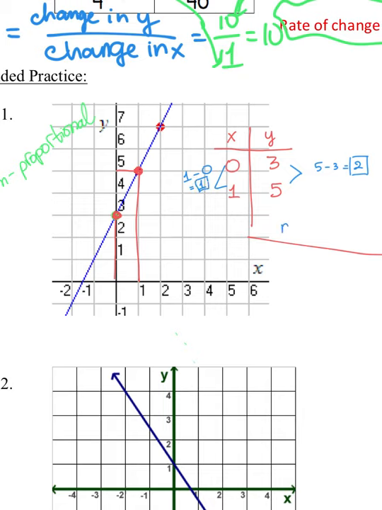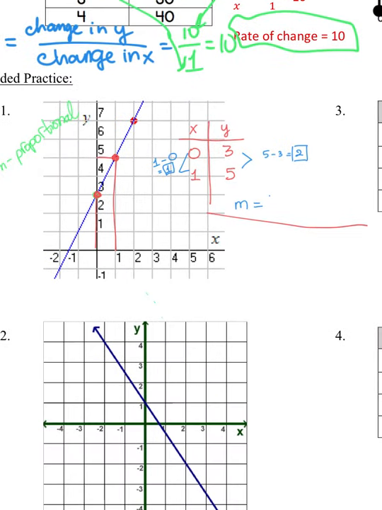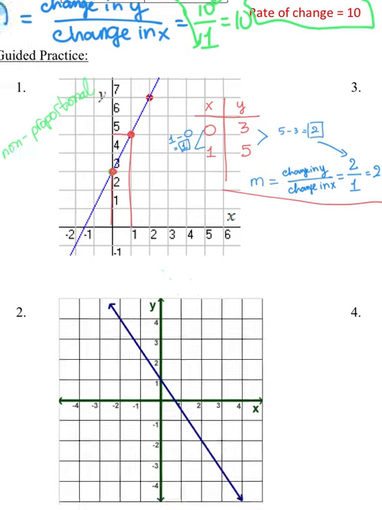So, rate of change M will be change in Y divided by the change in X. The change in Y is 2. And then the change in X is 1. 2 over 1, which is 2. Number 2.